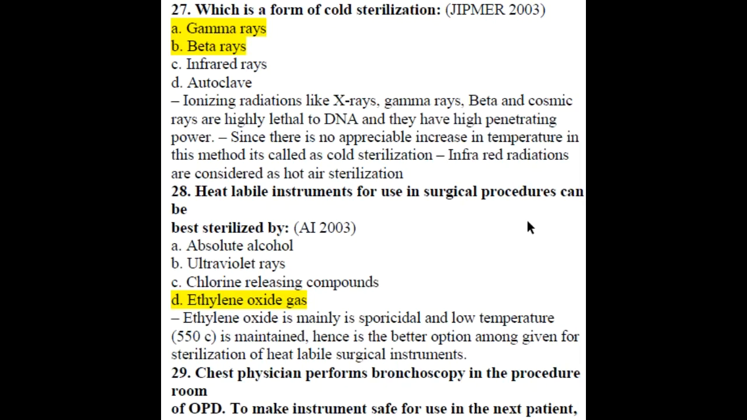Heat labile instruments for use in surgical procedures can be sterilized by ethylene oxide gas. Ethylene oxide gas is sporicidal and low temperature is maintained, and this can sterilize the instruments which are heat labile.